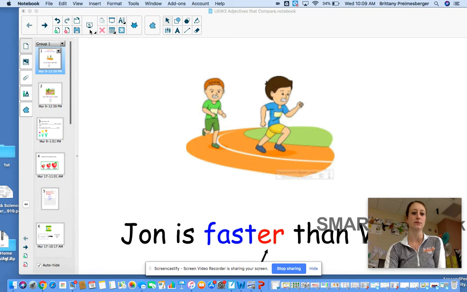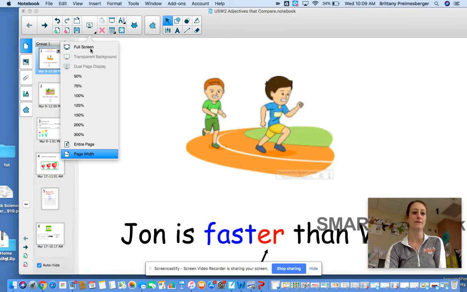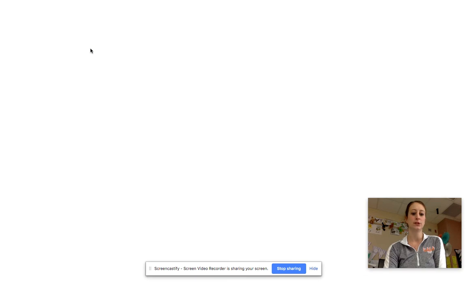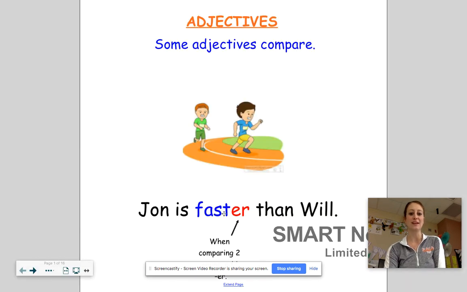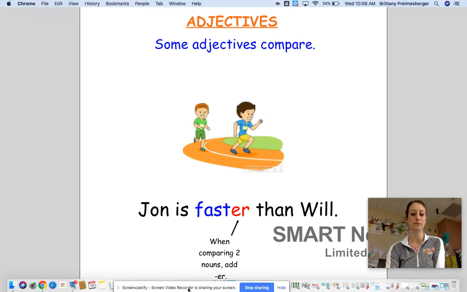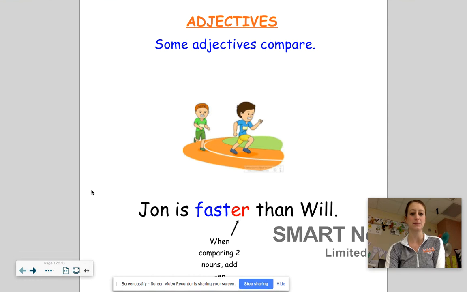So looking over here, I have John is faster than Will. Some adjectives compare. When we're adding ER, we're comparing two people. Go to the next page.